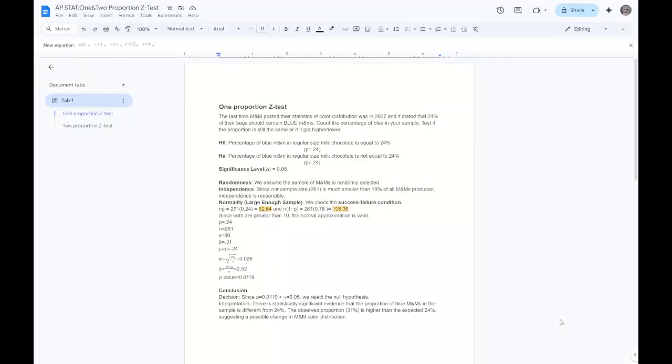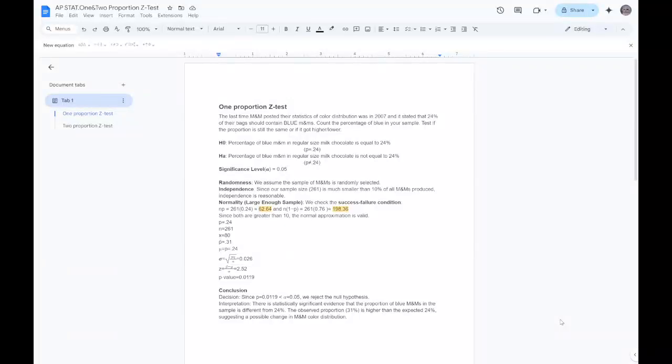So we assume that the sample of M&Ms is randomly selected. Independence: since our sample size, which is 261, is much smaller than 10% of all M&Ms produced, independence is reasonable. Normality, large enough sample. So we check the success-fail condition.